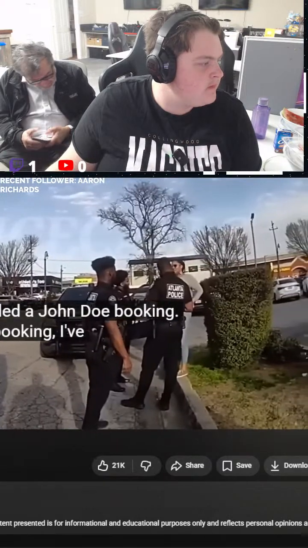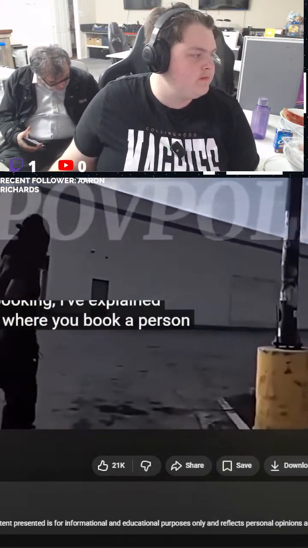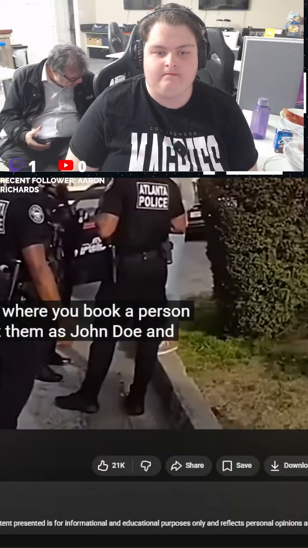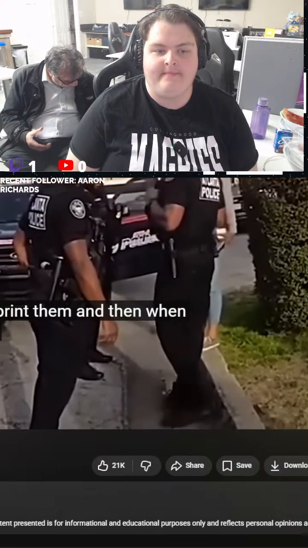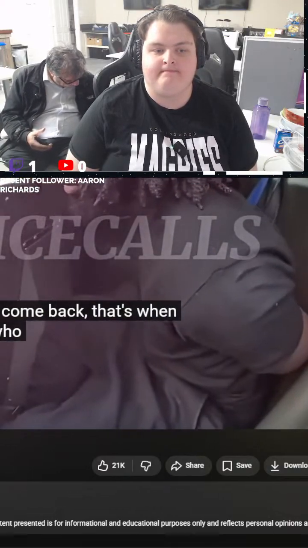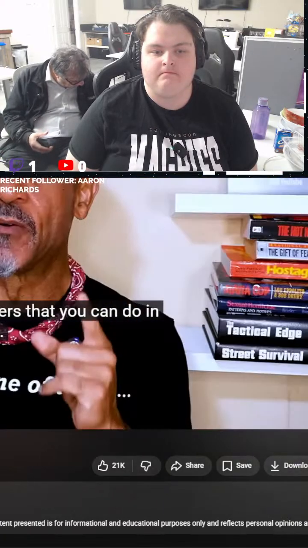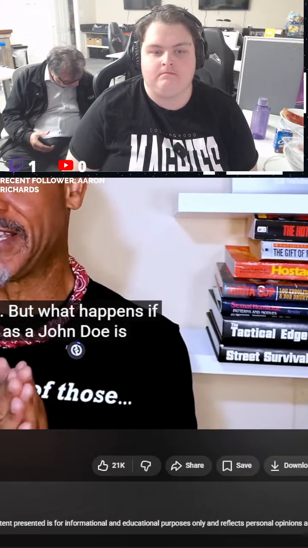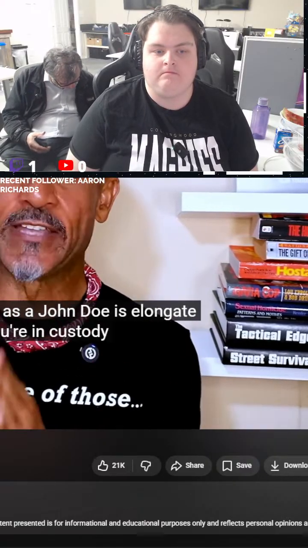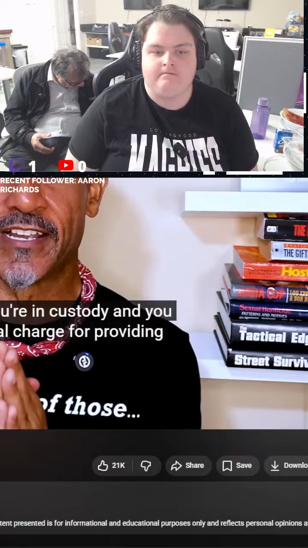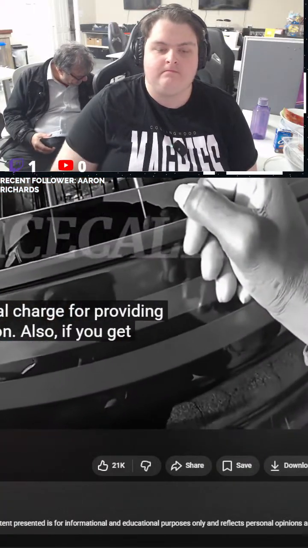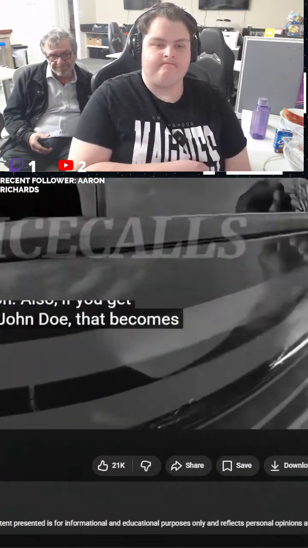The John Doe booking, I've explained these before, is where you book a person and you just list them as John Doe, and then you fingerprint them, and then when the fingerprints come back, that's when you figure out who the person likely is. And now with technology, they have fingerprint readers that you can do in the field as well. But what happens if you get booked as a John Doe is it elongates the time that you're in custody, and you get an additional charge for providing false information. Also, if you get booked in as a John Doe, that becomes one of your aliases.